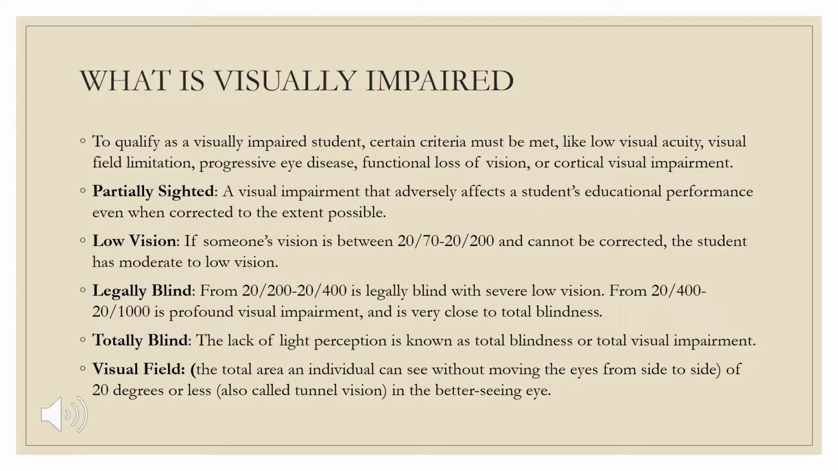The visual field loss must be that of 20 degrees or less, and this is also called tunnel vision or the lack of peripheral vision. Blind spots are also examples of visual field loss. The acuities listed give an idea of what a student can see and give the teacher of visual impairments a starting point when performing the functional vision learning media assessment, or FVLMA, for eligibility purposes.